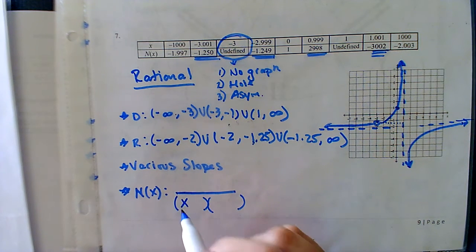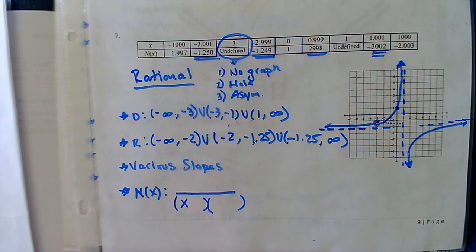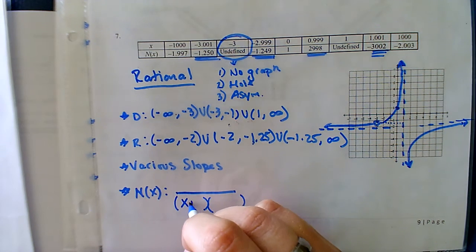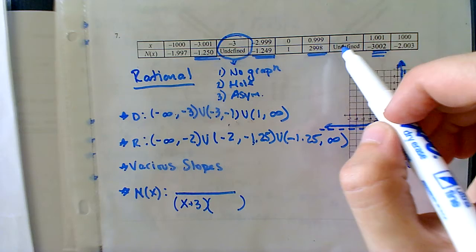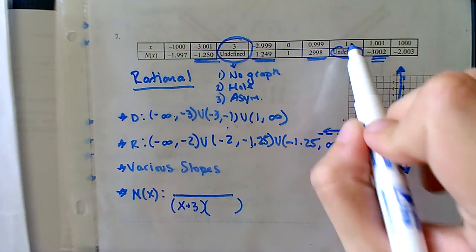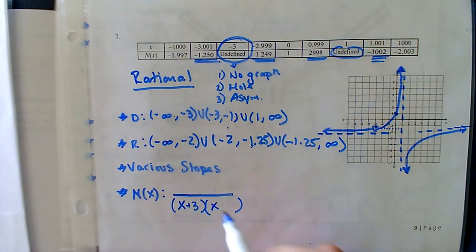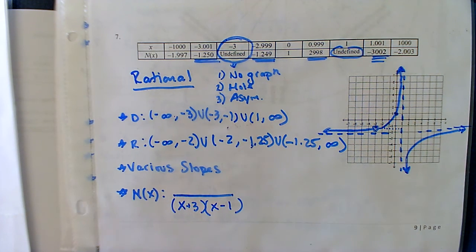We need an x. What do we need to cancel out a -3 to make it a 0? Like a +3. This is x plus 3, right? If you were to plug in -3 right there, wouldn't that make it 0? And 0 in the bottom's a no-no, okay? We also have another undefined spot because it was an asymptote at 1. So what would the factor look like there? -1. Perfect. Okay, so the undefined spots are telling you the factors in the denominator.